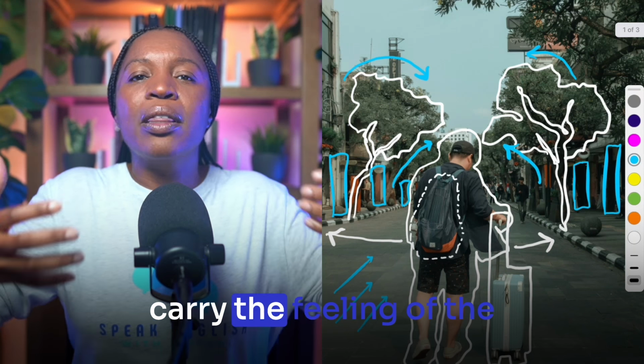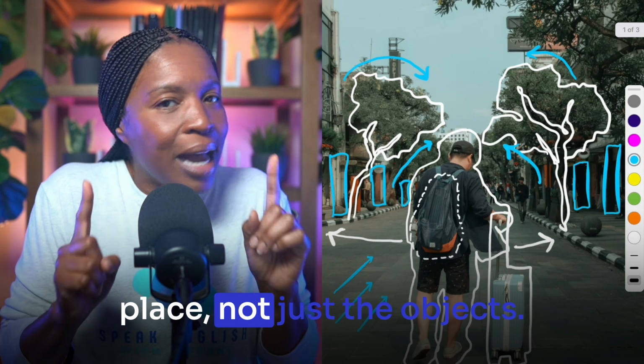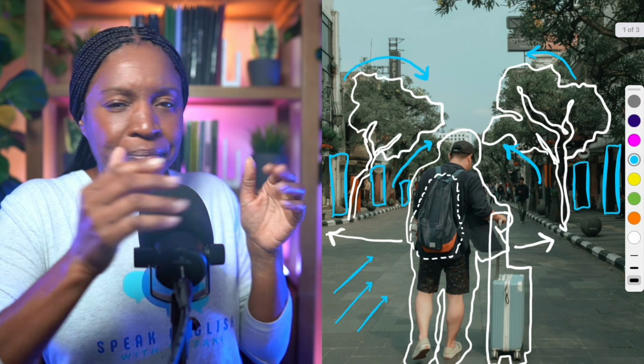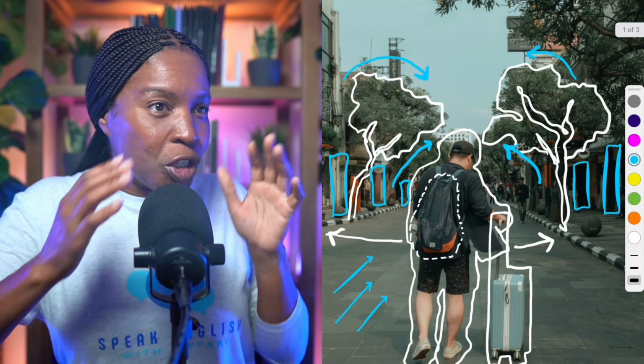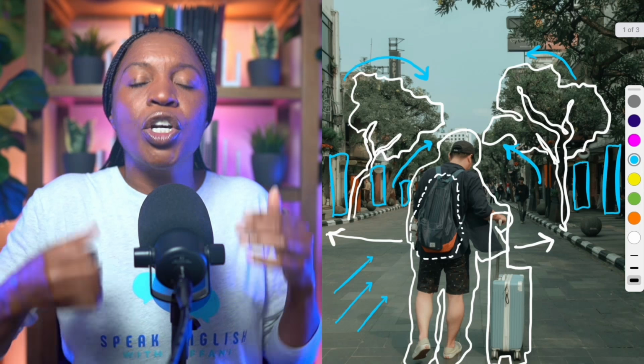Expressions, you see, carry the feeling of the place, not just the objects. So this man traveling alone, in this new place, walking with his luggage, what expressions would he use in this world? We're talking about stopping the translation step, the habit that has been a part of your life. Now, why would this help you stop translating? By finding the expression that this individual would use in this world.